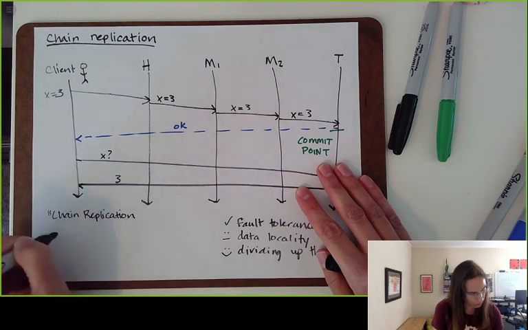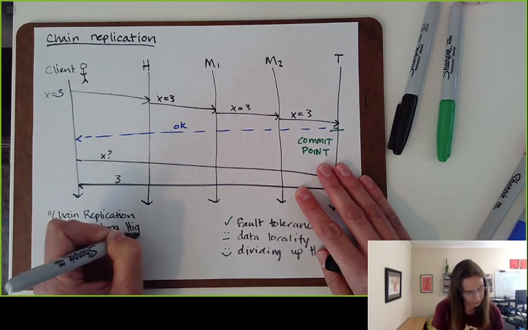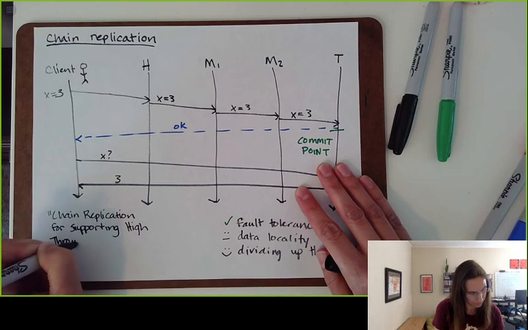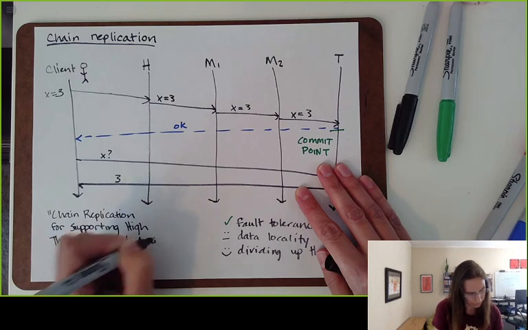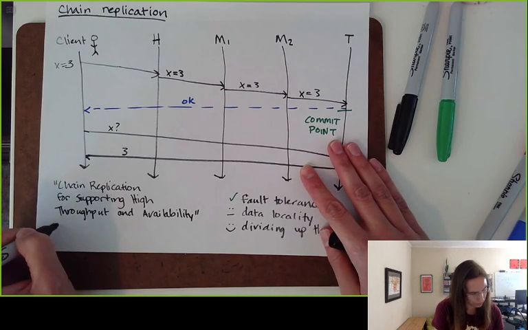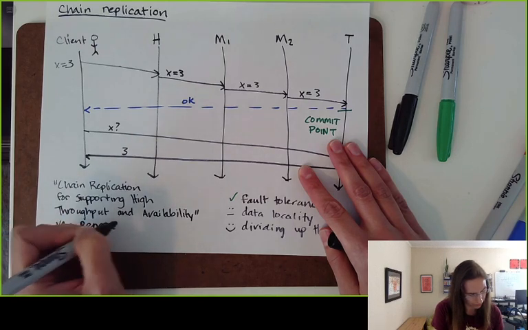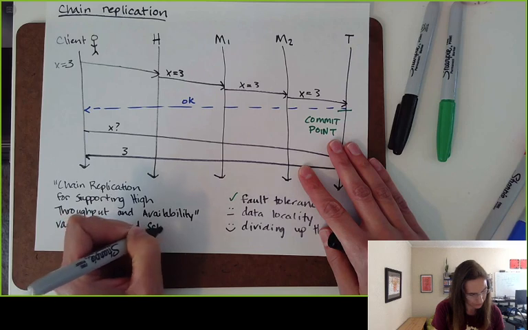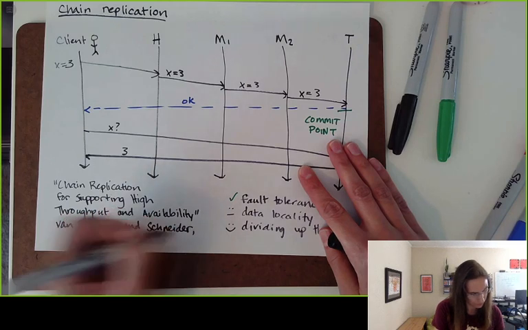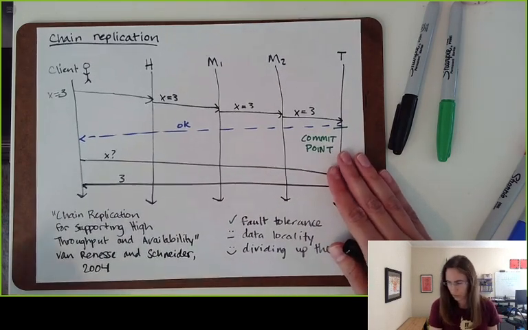It's called Chain Replication for Supporting High Throughput and Availability. And the authors were Robbert van Renesse and Fred Schneider. Published at OSDI, I think.